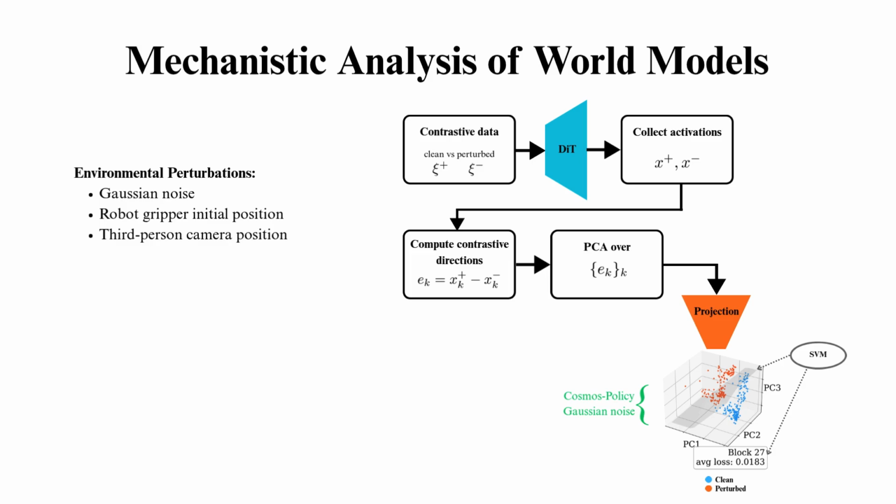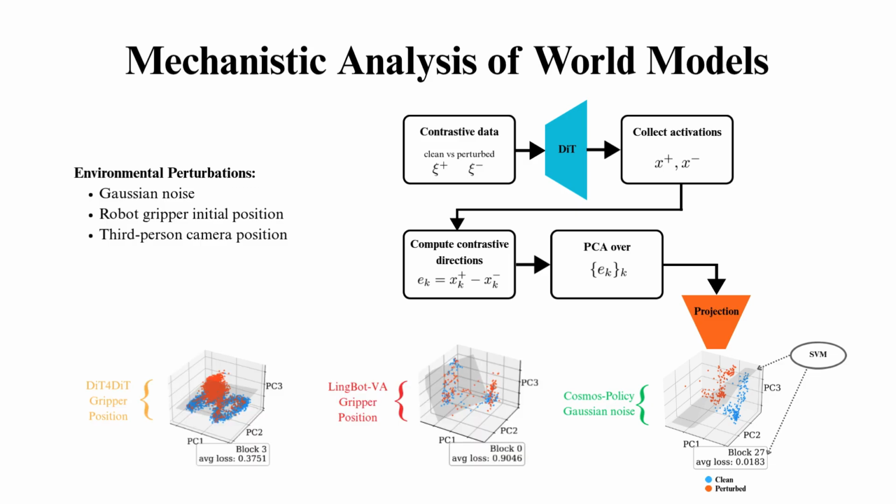We study how WAMs internally represent three common nuisance factors: changes in gripper position, camera position, and visual noise. For each nuisance factor, we compare activations from paired perturbed and unperturbed rollouts. We perform PCA on the resulting contrastive directions and use the leading components to evaluate if the two activation distributions are linearly separable. This separability is a key prerequisite for our steering methods, which assume that nuisance features are modulated by one consistent direction in activation space.